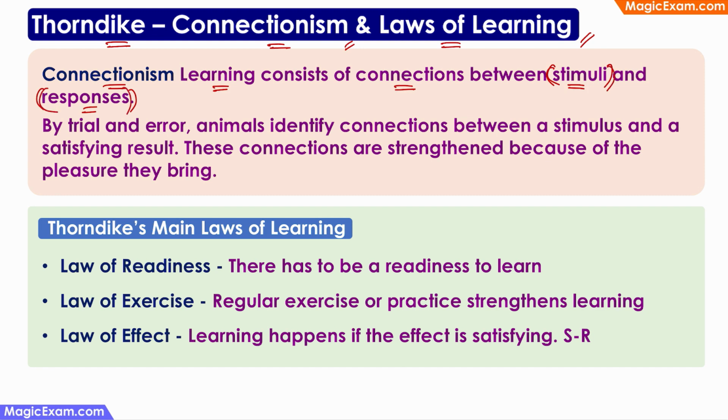So again, learning happened. By trial and error, animals identify connections between a stimulus and a satisfying result. These connections are strengthened because of the pleasure they bring. So the first time that I ate ice cream, it gave me pleasure. So I discovered that by trial and error. The next time I decided to try vanilla, and I realized that I like vanilla better than butterscotch. So I discovered that by trial and error, and I continue to do that because of the satisfying result.